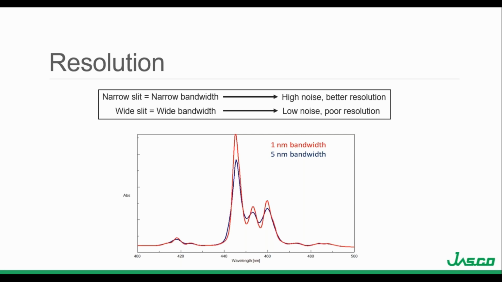A suggestion for a bandwidth is about 1/10 of the sample peak's full width at half max. In this figure, the absorption peaks are measured using bandwidths of 1 and 5 nanometers, and you can see that as the bandwidth increases, the peaks collapse and broaden.